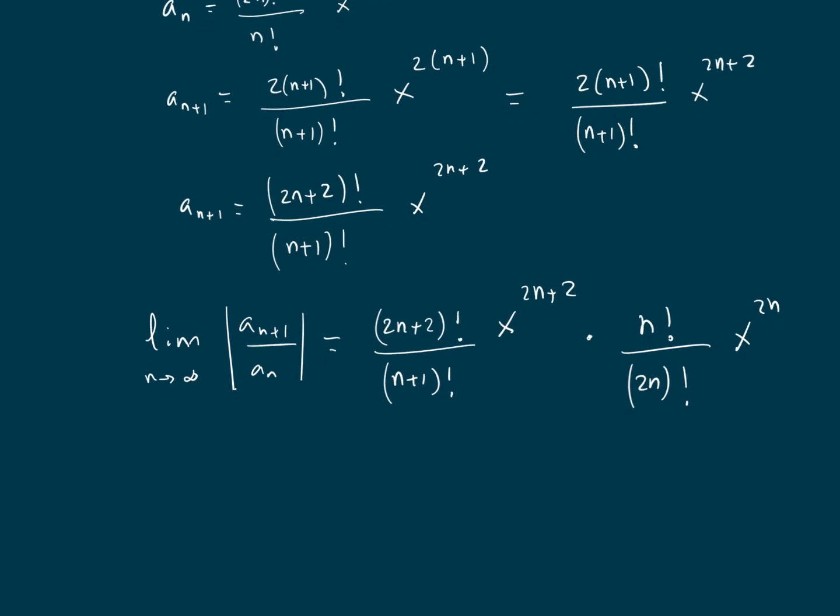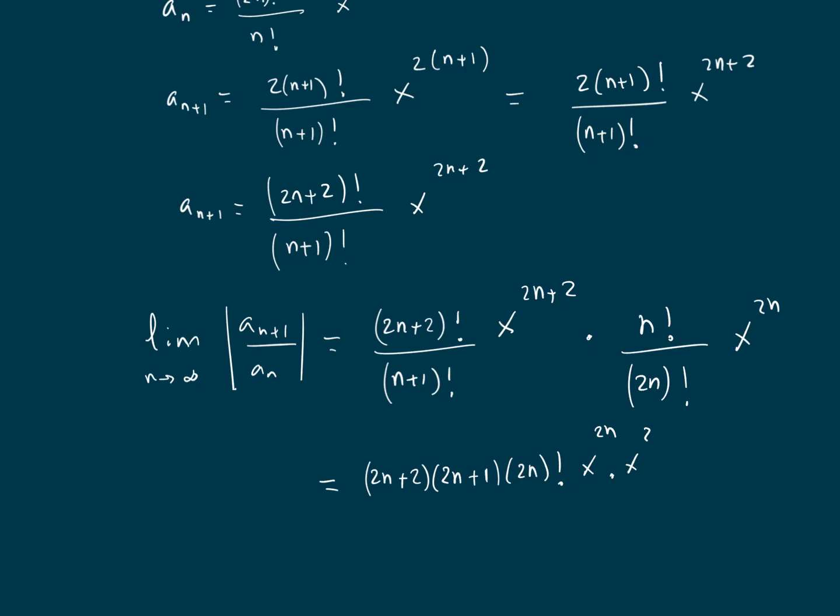Perfect. Now let's work a little bit on this. 2n plus 2 factorial is 2n plus 2 multiplied by 2n plus 1, multiplied by 2n factorial. x to the 2n plus 2 is x to the 2n multiplied by x squared. Perfect.